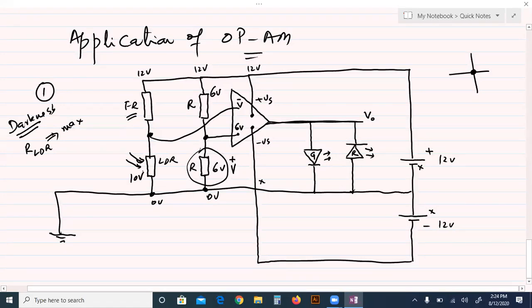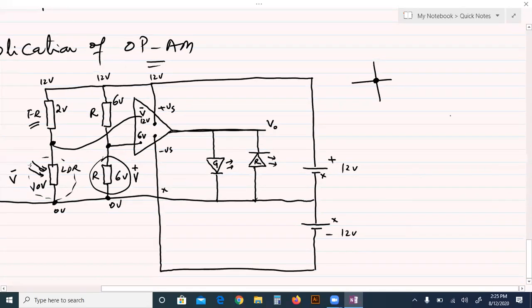Suppose 10 volt here and just 2 volt here, and the total voltage will remain 12. So 10 volt and 2 volt. Now look at this. This resistor LDR is connected with earth, so its voltage is going to this input terminal, which is inverting. Now this is 6 and this is 10 in magnitude. And we have done, when non-inverting is smaller than inverting, then the polarity of the output is negative.